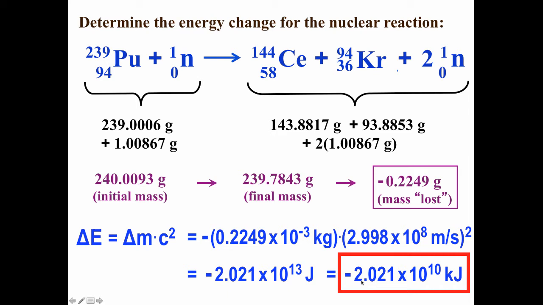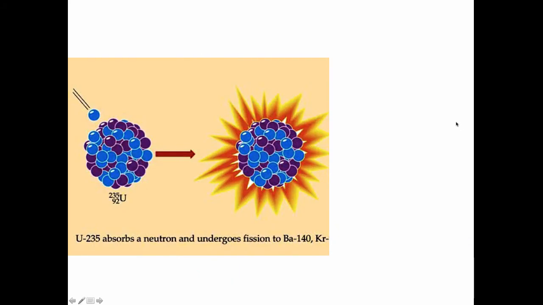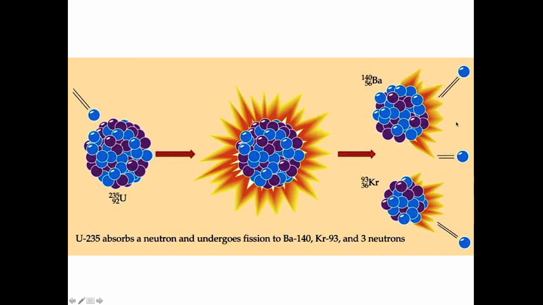So negative 2.021 times 10 to the 10th kilojoules of energy, so about 20 billion kilojoules of energy are given off when 1 mole of plutonium 239 undergoes this nuclear fission reaction. Massive, massive amounts of energy. Okay. There's another picture of the nuclear fission process.